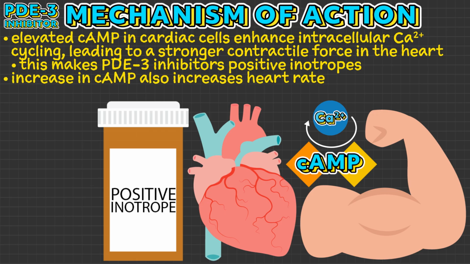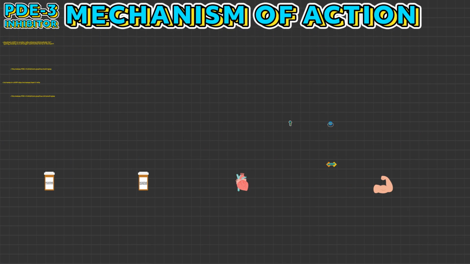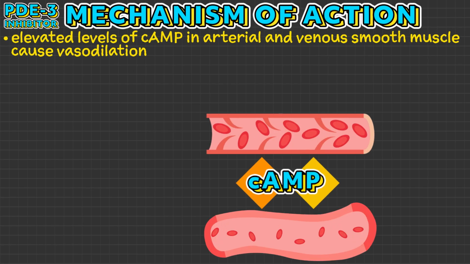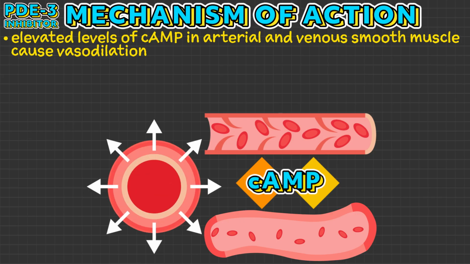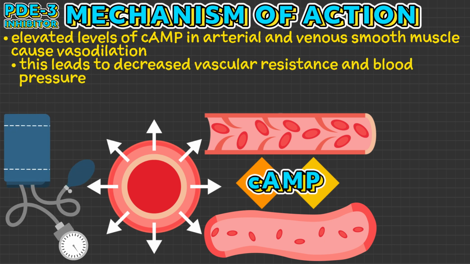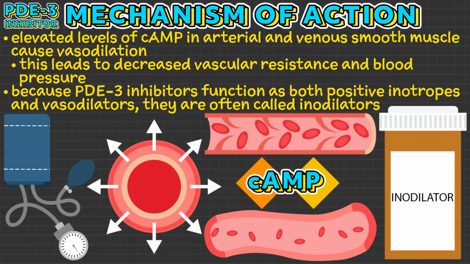Additionally, this increase in cAMP also increases heart rate. This makes PDE3 inhibitors positive chronotropes. Elevated levels of cAMP in arterial and venous smooth muscle cause vasodilation, or the widening of blood vessels caused by the relaxation of the smooth muscle. This leads to decreased vascular resistance and blood pressure. Because PDE3 inhibitors function as both positive inotropes and vasodilators, they're often called inodilators.